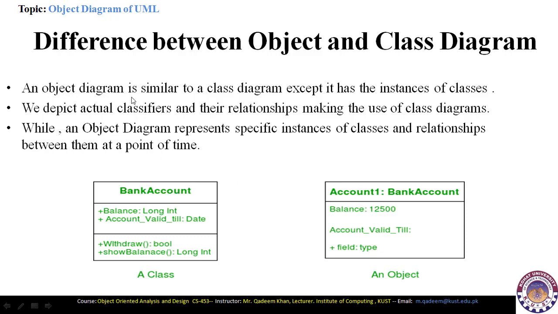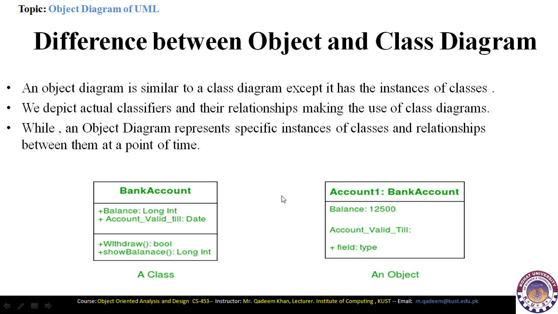So an object diagram is similar to a class diagram, except it has the instances of the class. You can see this account 1 is the instance of the bank account, and this is the bank account class diagram. Well, this is the object diagram. Account 1 is the instance of the bank account, and this is the colon operator which gives us the instance of the object from this particular class.